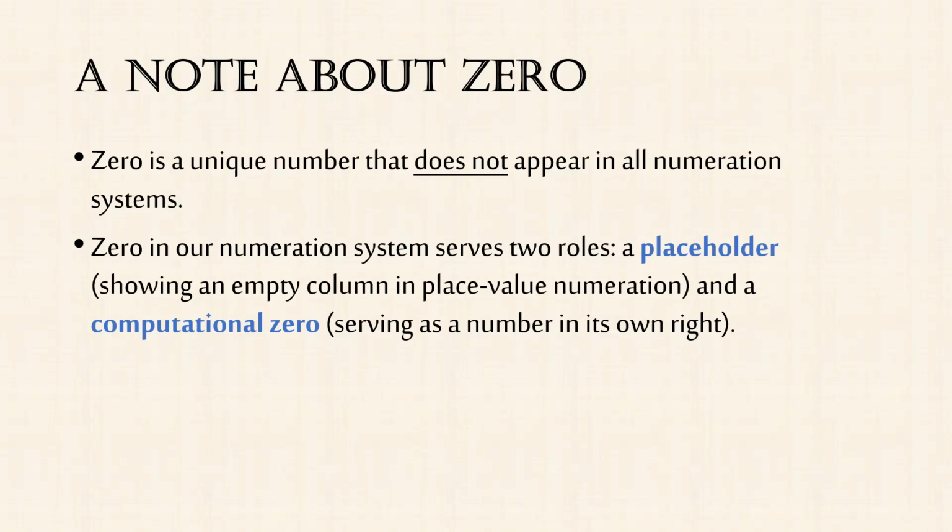Okay. There is also a computational 0. That's a distinct function that 0 performs. So for example, if it makes sense to do 0 times 4, that is going to be a computational 0.